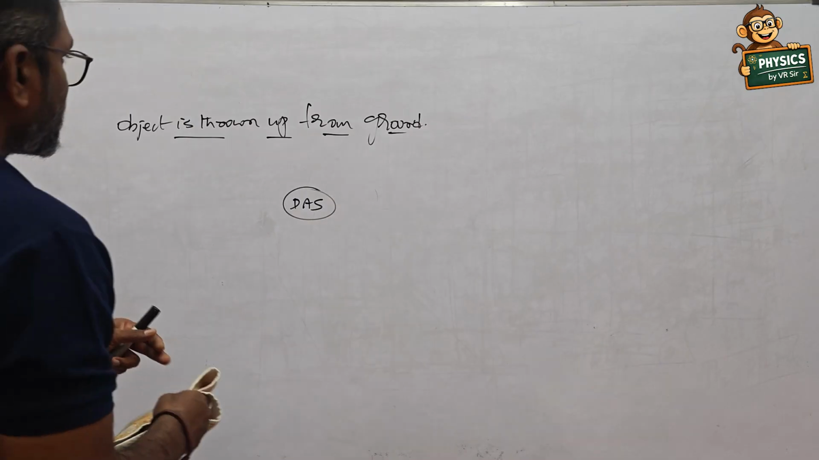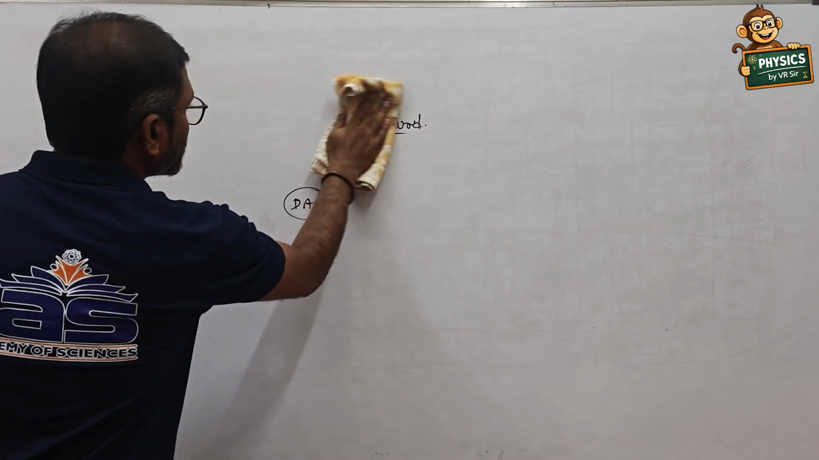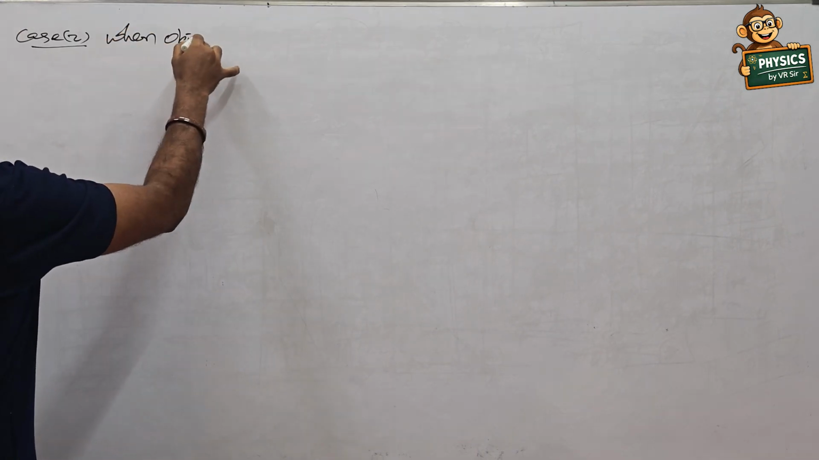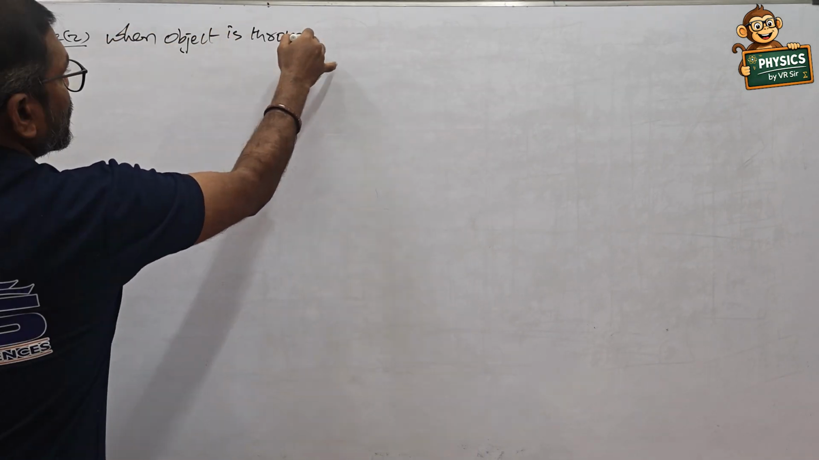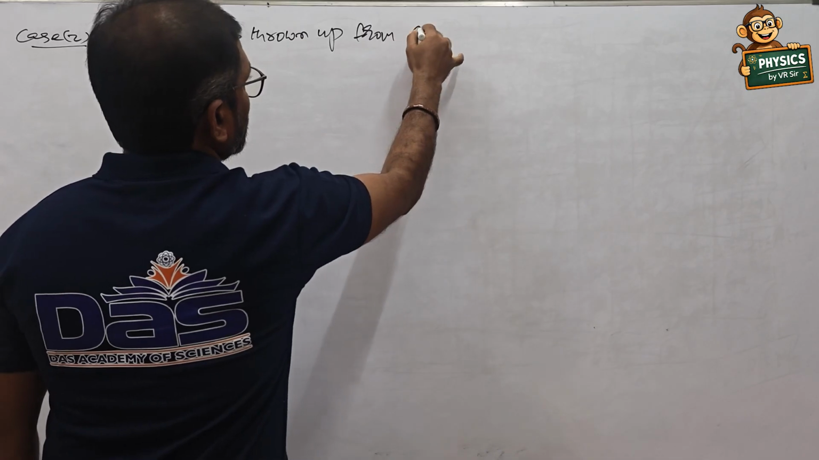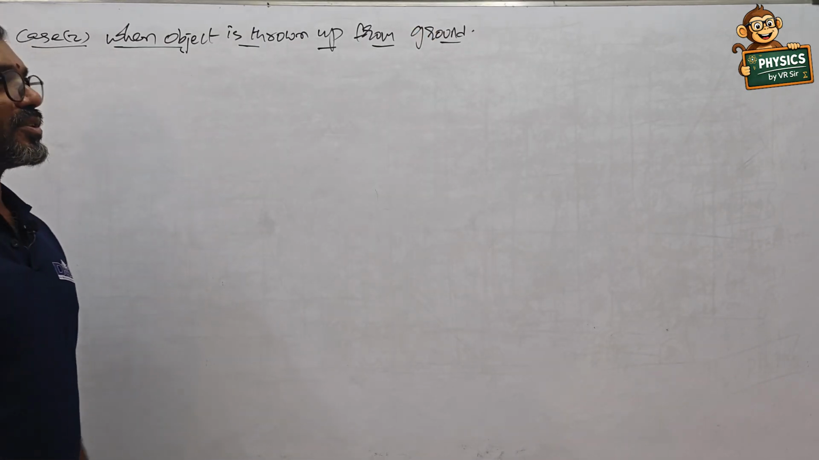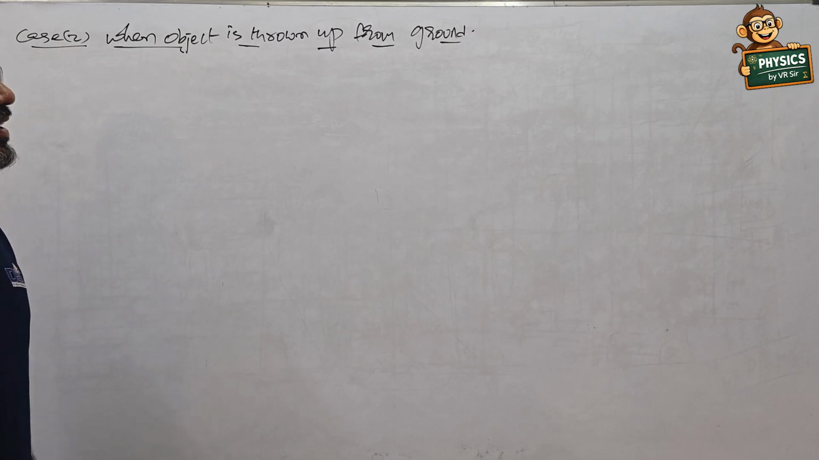Now the second case we're going to discuss. The second case is nothing but when an object is thrown up from the ground. This is the second case for the motion under gravity in a straight line, and I told you already, this is the best example for constant accelerated motion.